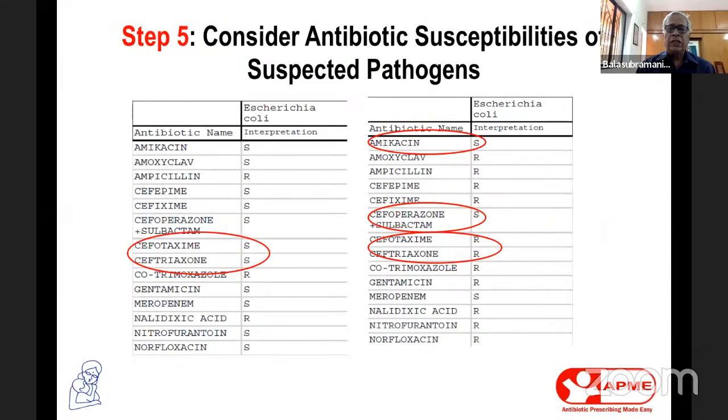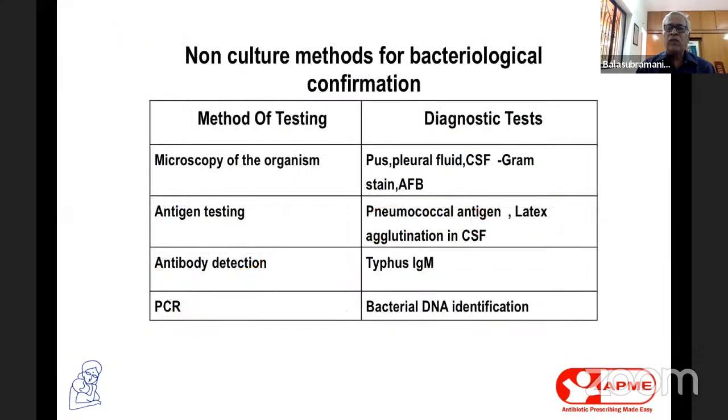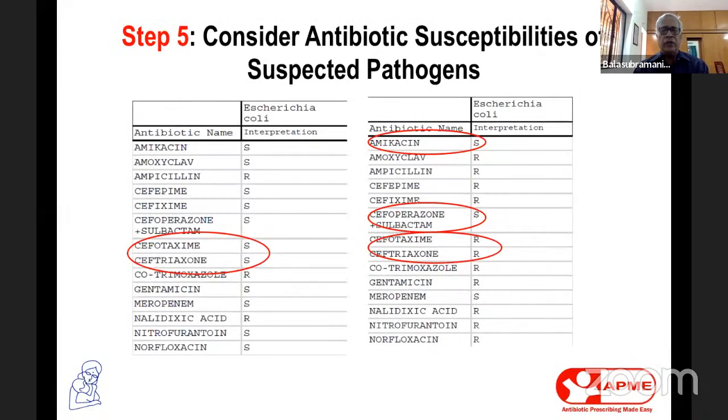And of course, in diseases like scrub typhus, you have nothing else other than typhus IgM. Maybe PCR is coming up in a big way. And diseases like COVID-19, tuberculosis, PCR is coming up in a big way. So you should do these methods for confirmation of bacterial infection.